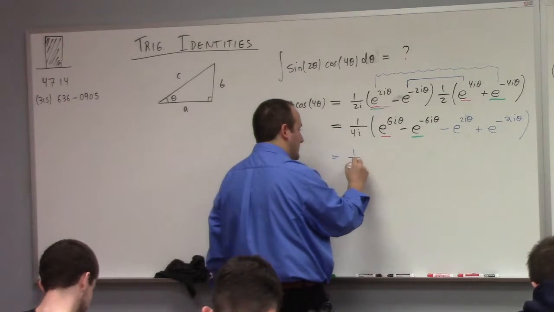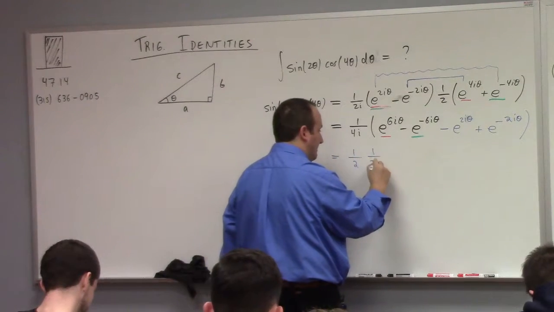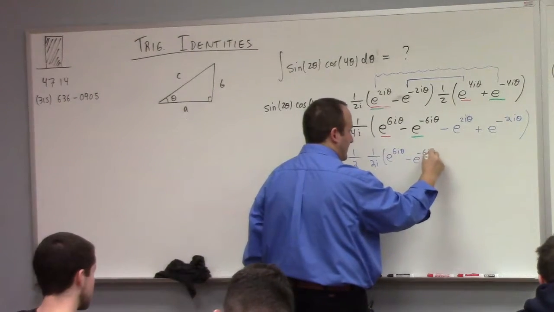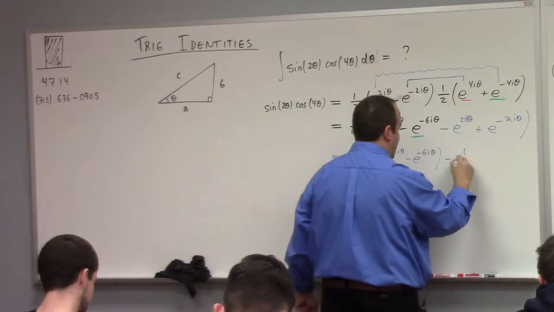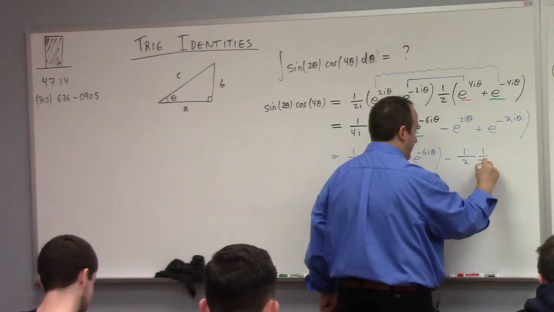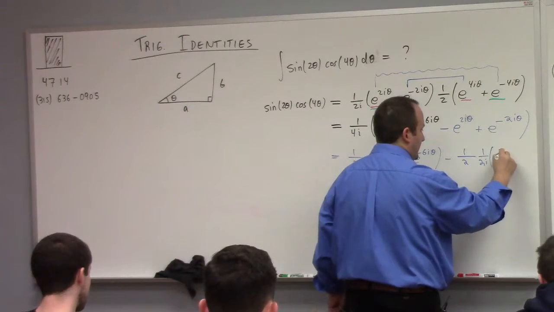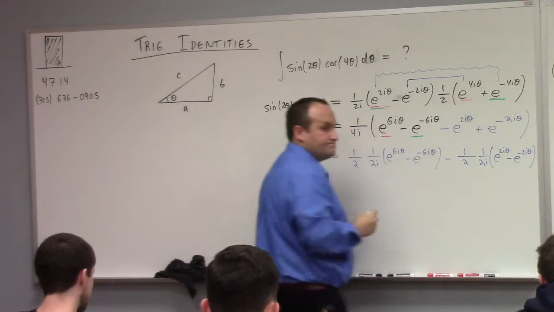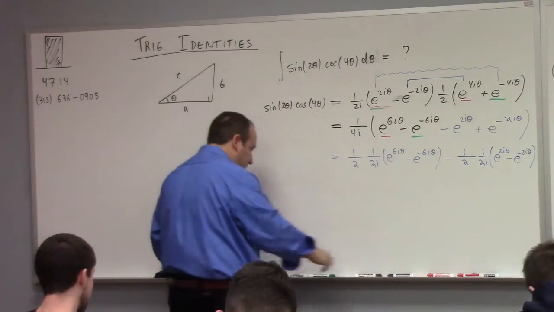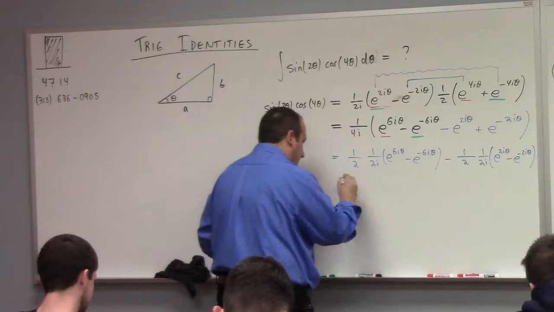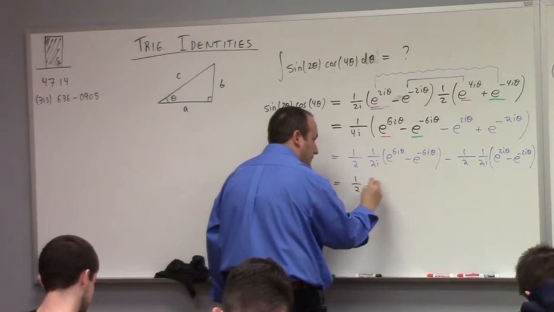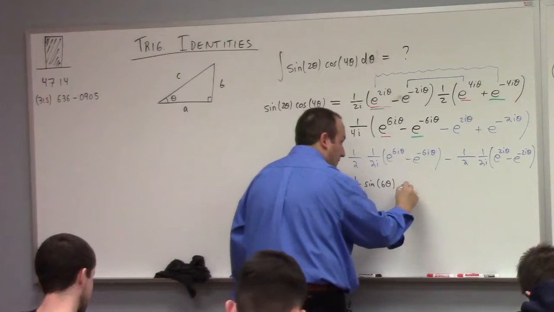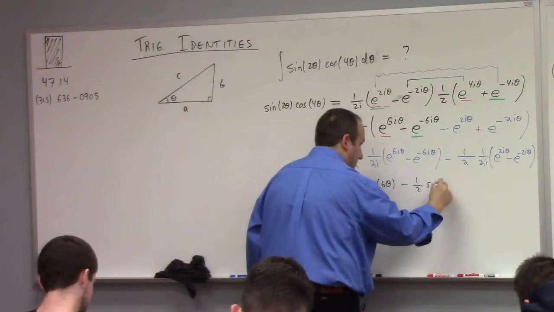This is 1 over 2 times 1 over 2i, e to the 6i theta minus e to the minus 6i theta, right? Minus 1 over 2 times 1 over 2i, e to the 2i theta minus e to the minus 2i theta, which is, by the way, 1/2 sine of 6 theta minus 1/2 sine of 2 theta.